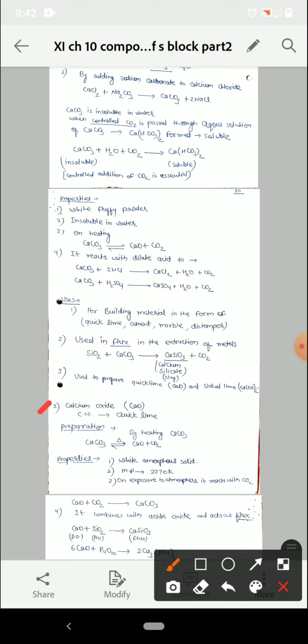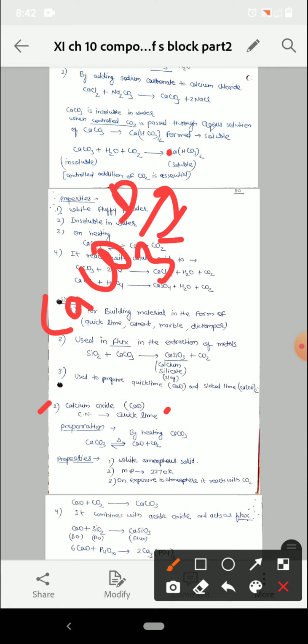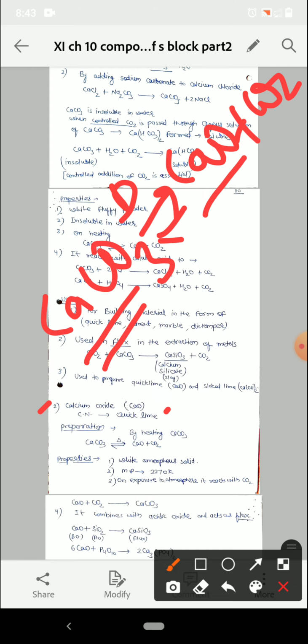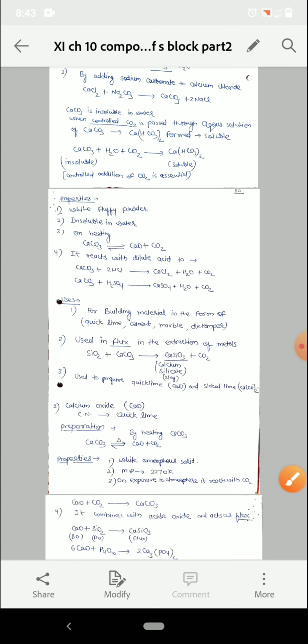Next one is calcium oxide, which is known as quicklime. Preparation is by heating CaCO3. When you heat CaCO3, it will form CaO plus CO2. So we can say that calcium carbonate is used in the formation of CaO. So it is the preparation method.